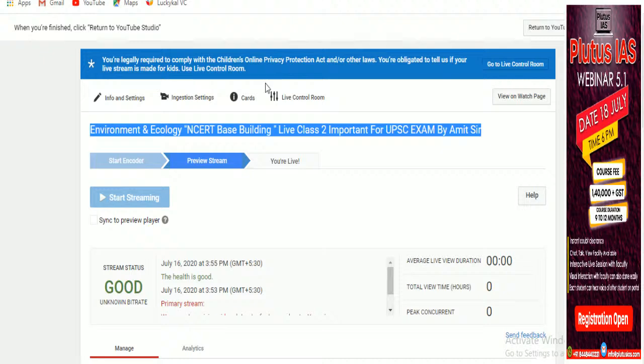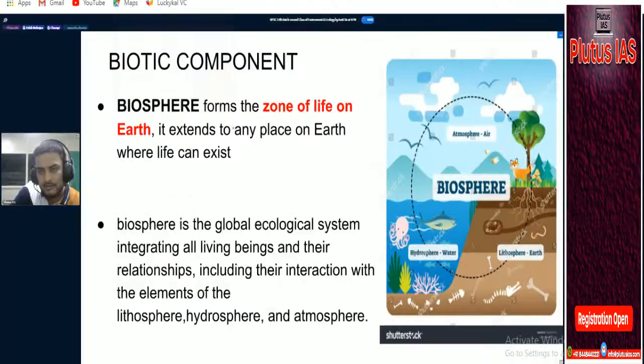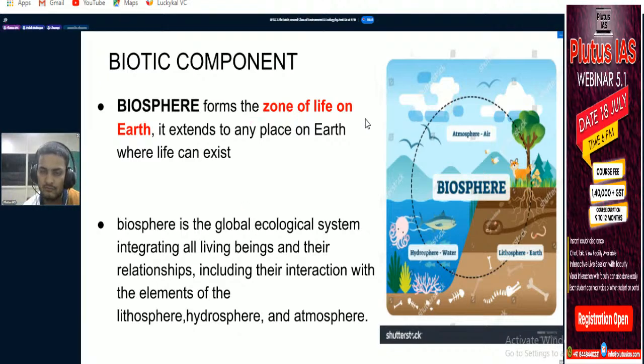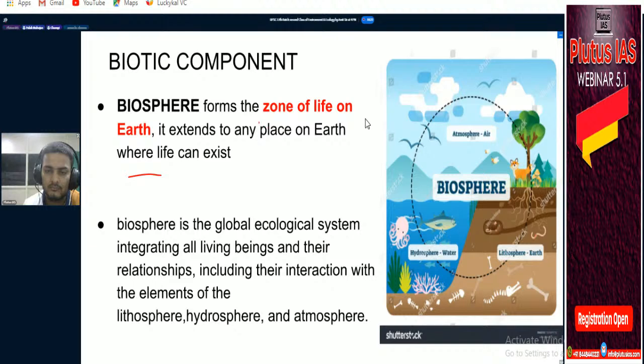Starting with this biosphere thing, right? So what is biosphere? You can start writing. A simple definition for biosphere is the zone of life on Earth. This is the zone of life on Earth, right?